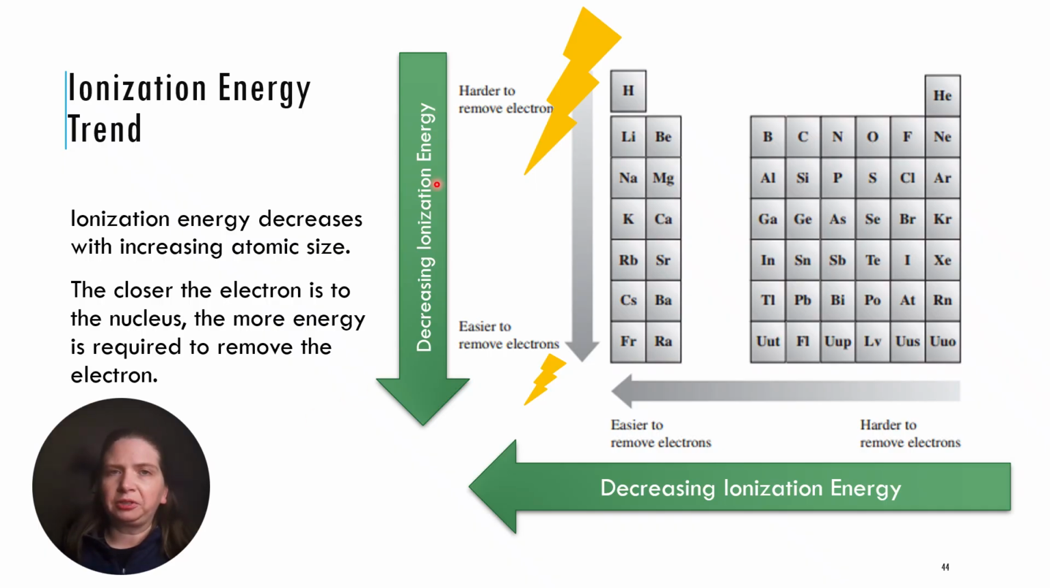The closer an electron is to the nucleus, the more energy it takes to remove it. As a result, large atoms have low ionization energy, while small atoms have high ionization energy. Atoms in the lower left corner of the periodic table have the lowest ionization energy, while atoms in the top right corner have the highest ionization energy.